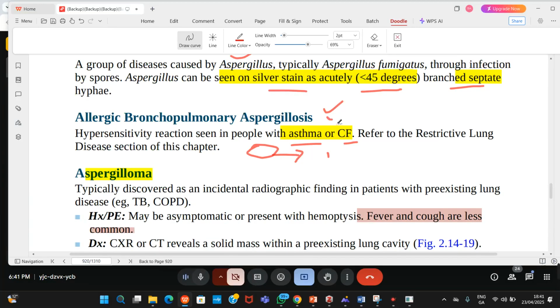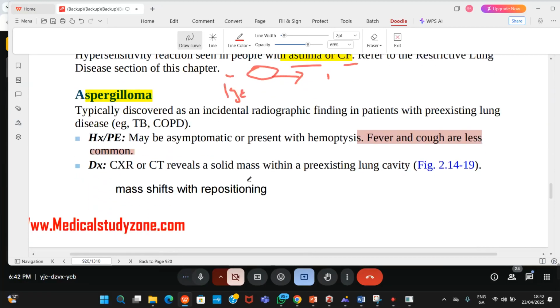And what you want to do is give steroids, and what else to give? Anybody remember what to give again? What do we give? Itraconazole. Yes, itraconazole and voriconazole, very important. And you manage the asthma. You manage the asthma very well with anti-IgE like omalizumab, if you want to give that.